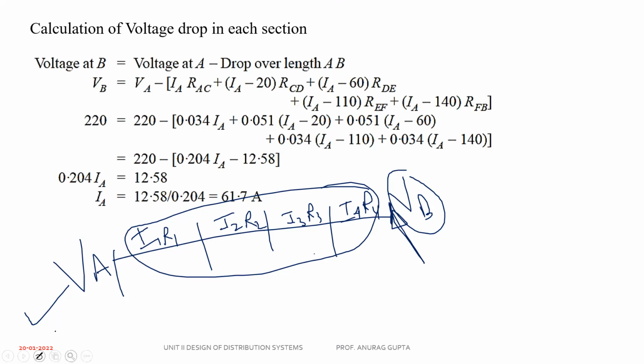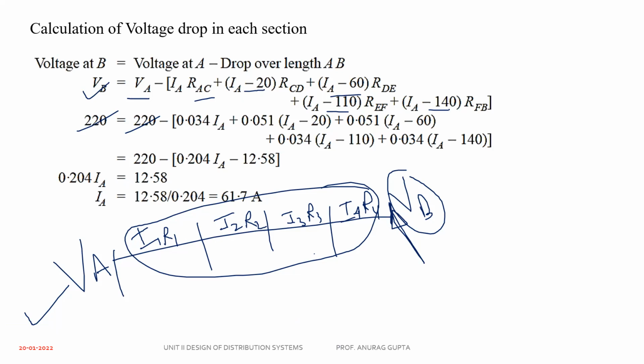So what we are doing here, ultimately, is finding VB, and we are applying all the equations. Of course, 220 will be 220 will be 0. Clear, minus, and it will reverse. So ultimately we are solving the equations. RAC we have already found. IA minus 20 is the current of the CD branch. IA minus 60 is the current of the DE branch. Already I have said, IA minus 110 is the current of the EF branch, and IA minus 140 is the current of the last, that is called the FB branch.